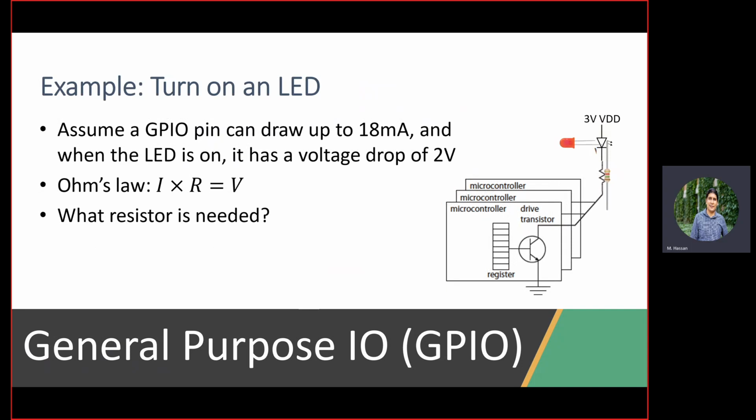So if we have the example you have done in Lab 0, assume a GPIO pin can draw up to an 18 milliampere current. And you want the LED on. If you look into the LED, it tells you that it has a voltage drop of 2 volts. Then if you try to calculate the resistor that you want to connect to your LED, you just apply Ohm's law from high school, and then you end up with the resistor value that you want to attach to the LED.